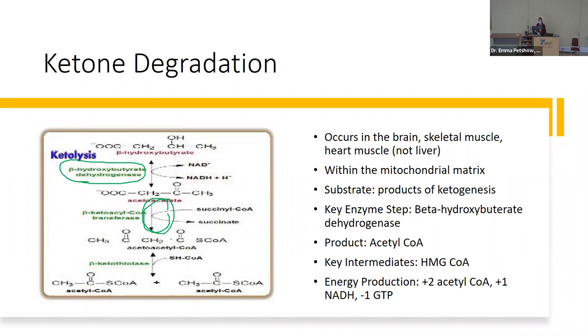The substrates are your products of ketogenesis: beta-hydroxybutyrate, acetoacetate, and acetone. If someone's in ketosis, you can sometimes smell the sweetness on their breath or in their urine. Your end product is acetyl-CoA again. We love acetyl-CoA; when in doubt, maybe choose that as your product. It happens often. Your key intermediate, again, is HMG-CoA. And this is energy producing. You get two acetyl-CoAs, one NADH, and you minus only one GTP. But overall, net energy gain from using ketones. So it's a fast form of energy if you don't have anything else around. This can be a good benefit.